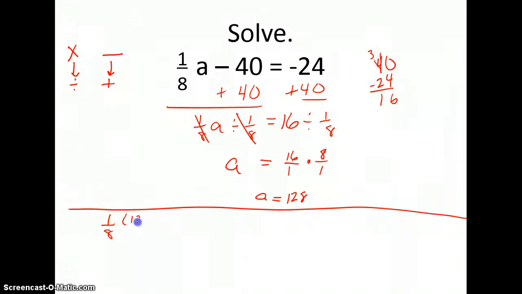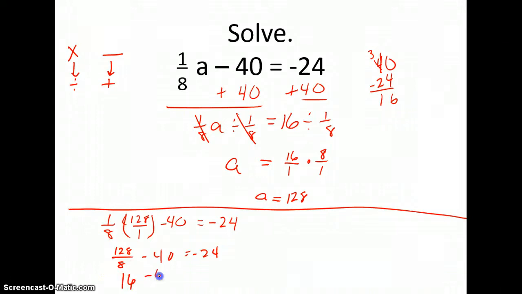1/8 times 128 over 1 minus 40. Does that equal negative 24? Well, I can multiply straight across. 128 over 8 minus 40 equals negative 24. 128 divided by 8 gives me 16. And 16 minus 40 does equal negative 24. So I know a equals 128 is correct.